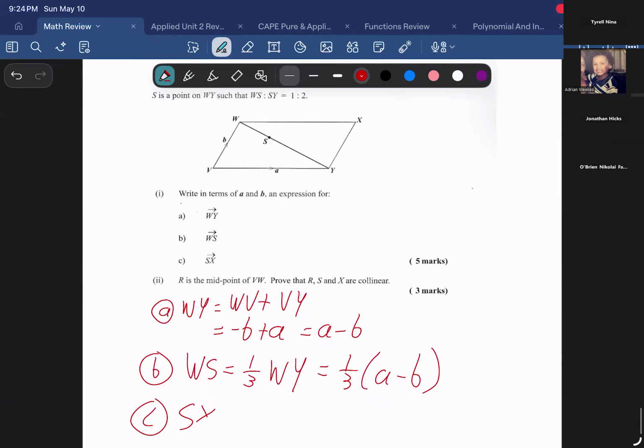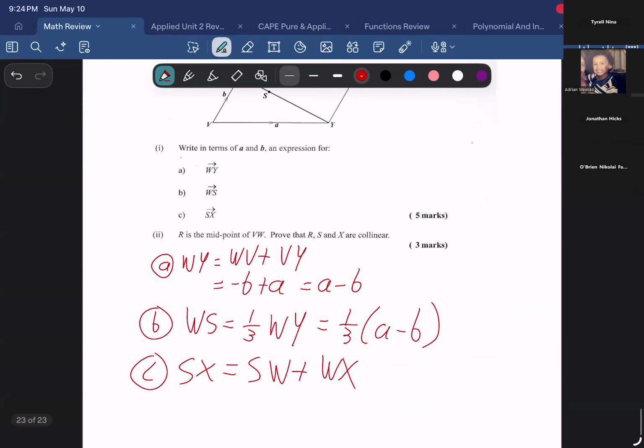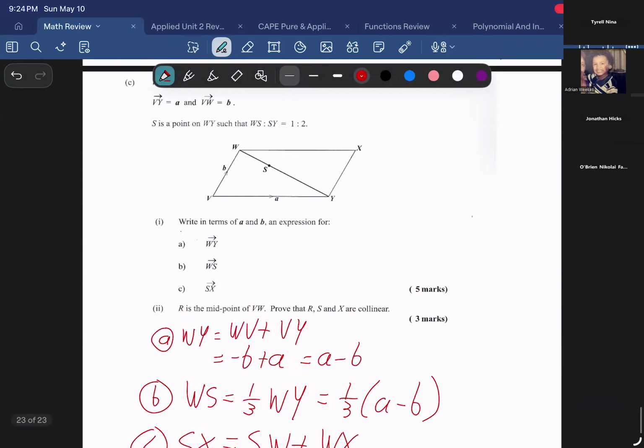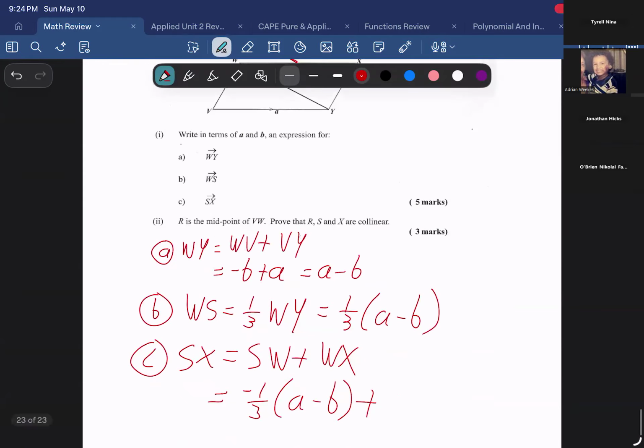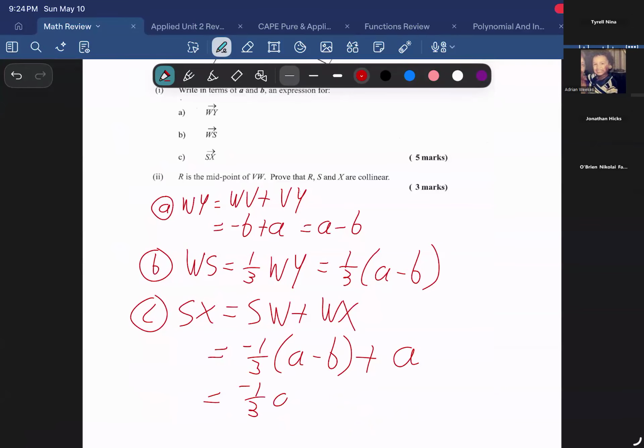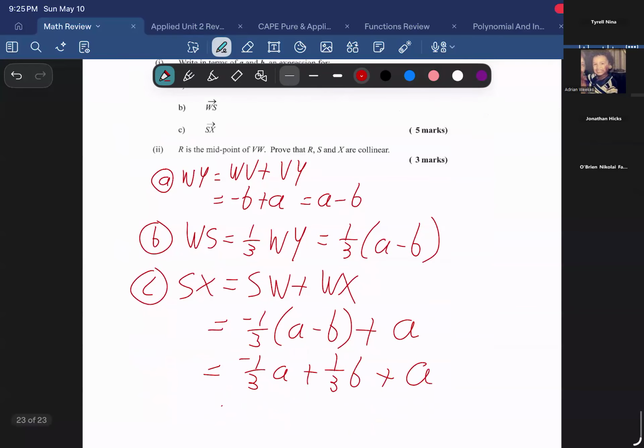Finally, SX is SW plus WX. So SW is minus a third of A minus B, plus WX. WX will be going A, because they have to follow the same thing, plus A, which is minus a third A plus a third B plus A, which is 2/3 A plus a third B.